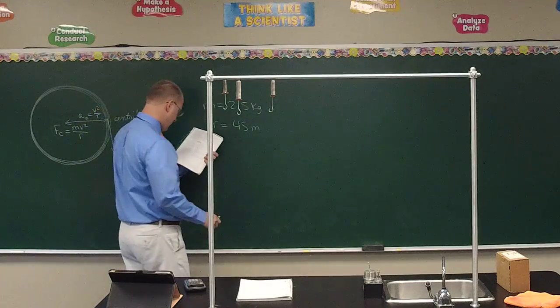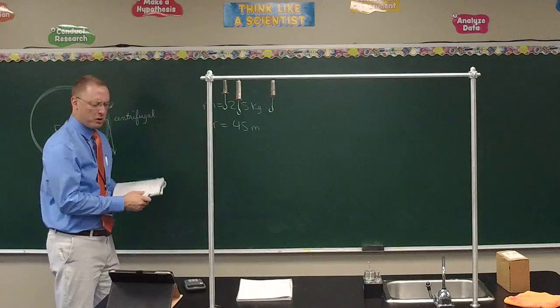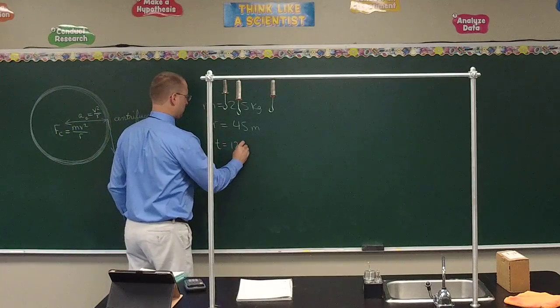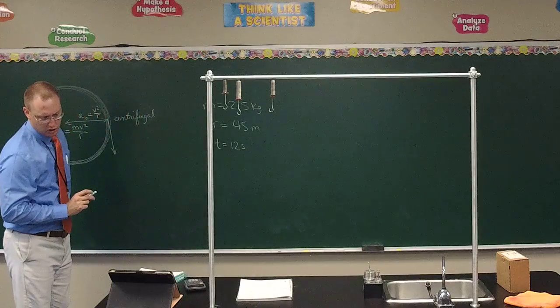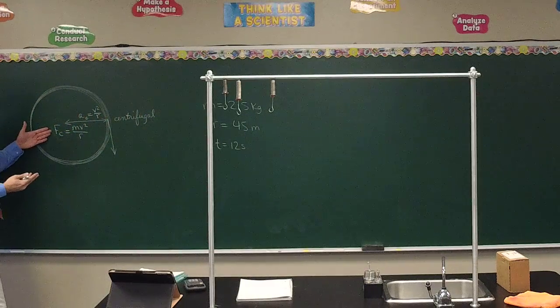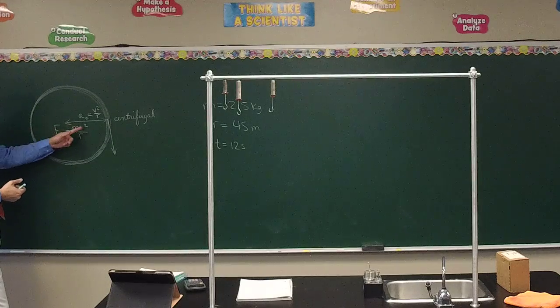Then it says 12 seconds. What is 12 seconds, class? The time. That's time. And it says, what centripetal force is needed? Well, for force, class, I need what 3 things? Velocity squared, mass, and radius.